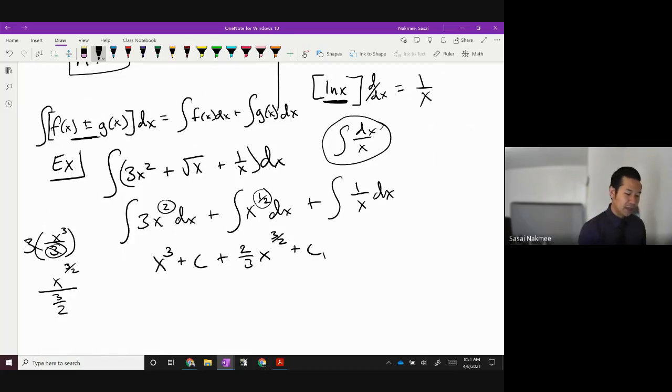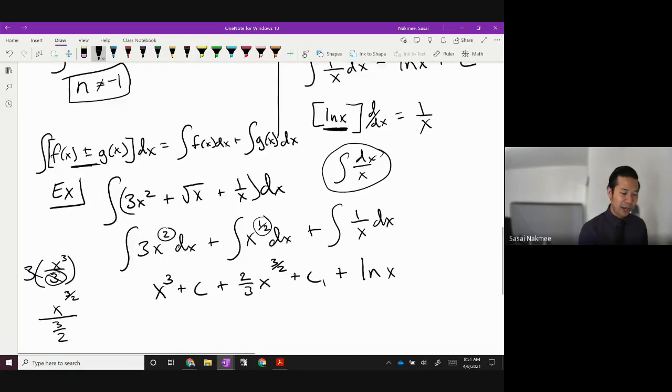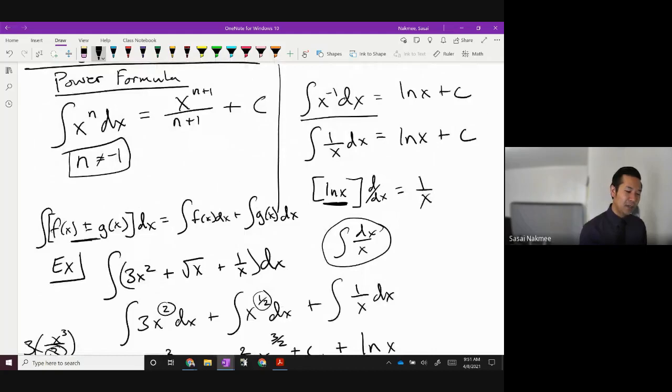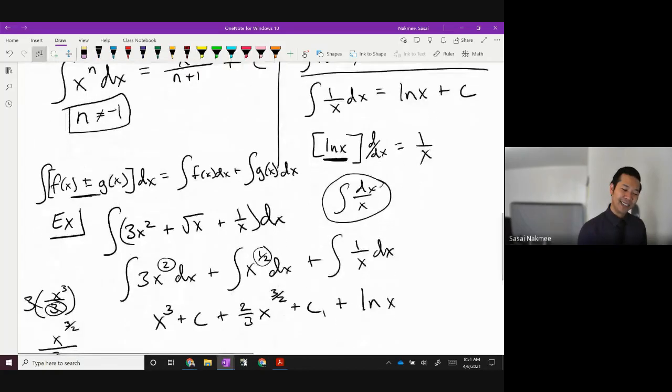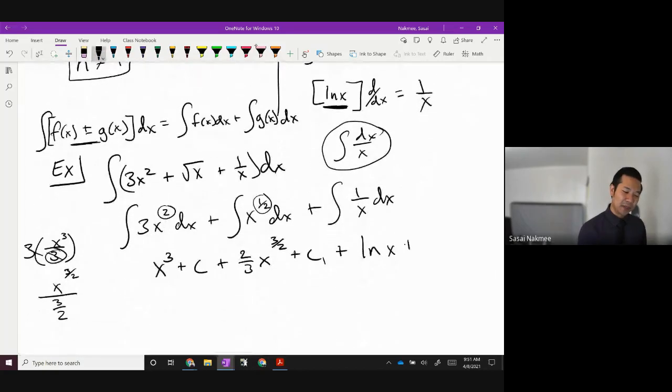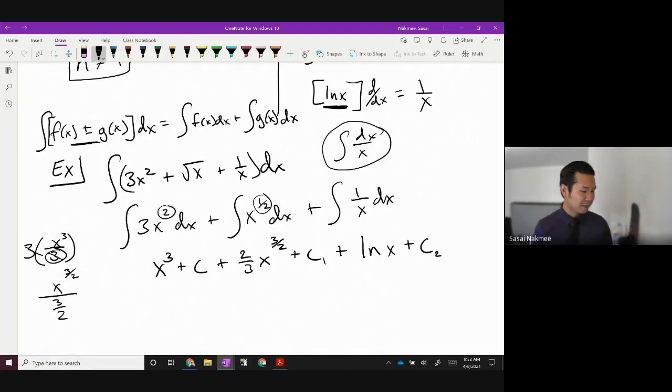Now, this is a different c, isn't it? I'm going to label it c sub 1 just to say that's another c. It might be the same as the first c, it might not be. Plus the last one, 1 over x dx: the antiderivative of 1 over x we know is going to be ln of x. It's not the power rule; I don't know if that actually has a name. And of course, don't forget the plus c as well. Again, this c is different from the other c's. And you'll say, that's a lot of c's there. And I agree with you.